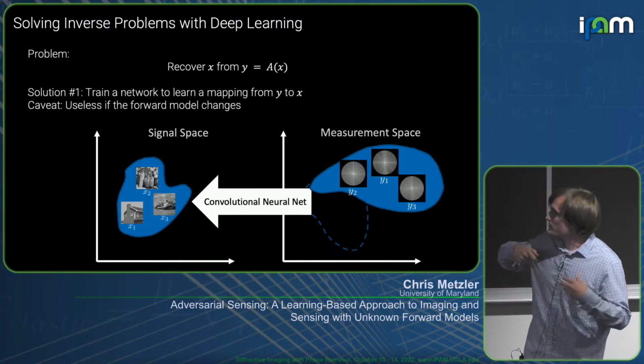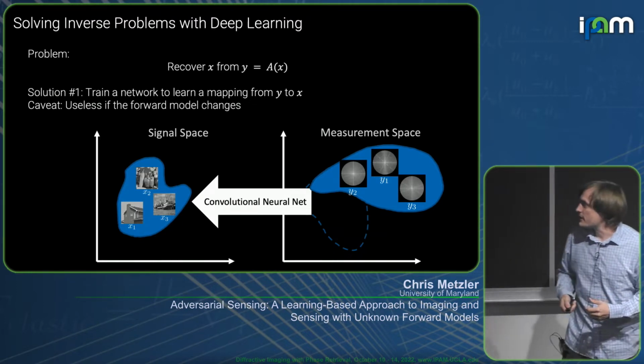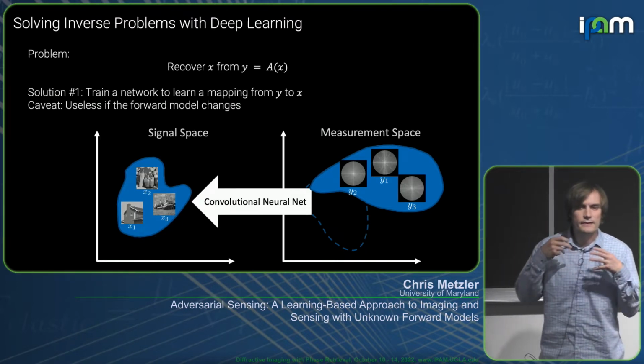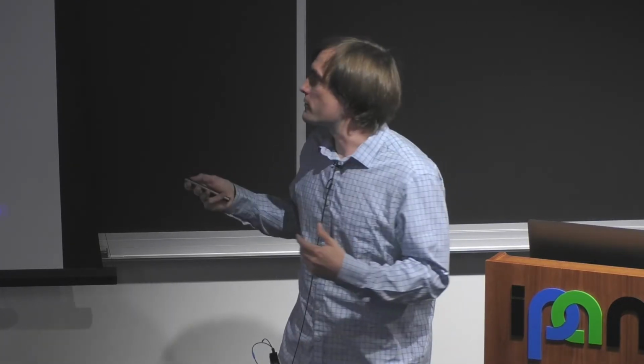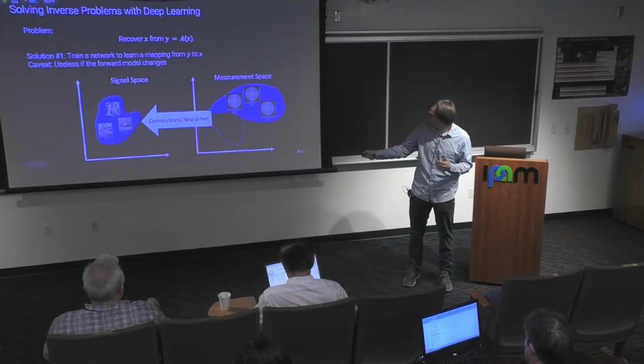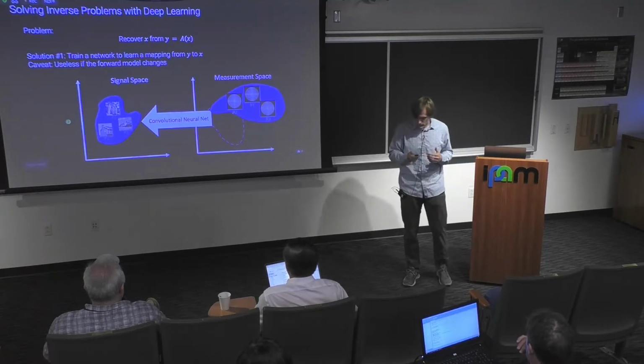Now the major downside with this approach is that the network you train is trained for a particular mapping, for a particular forward model A. And so if the physics of the problem changes, if you recalibrate, what have you, the network you've learned is essentially useless. It's mapping this set to this set, where what you really need now is a mapping from this set to this set.